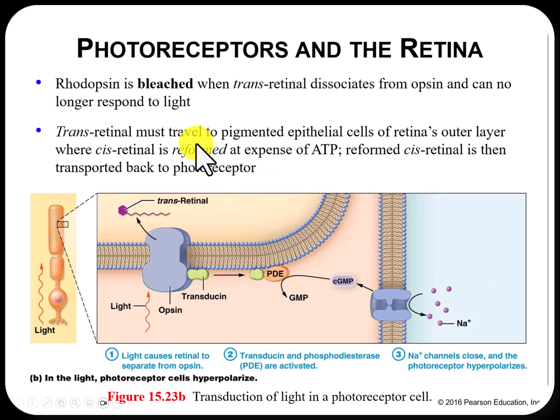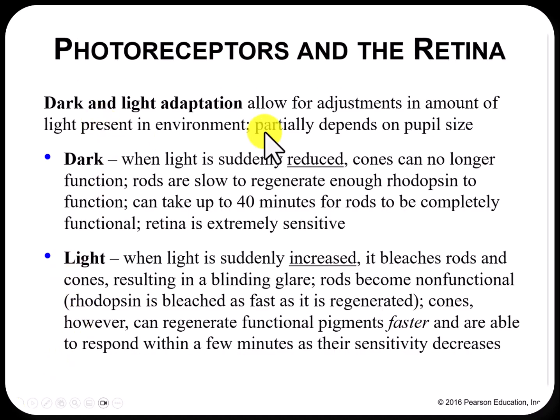And so to come back to here, transretinal stays dissociated for a while, and it takes a little bit to come back to its original shape. So rhodopsin is bleached when transretinal dissociates from opsin and can no longer respond to light, and so we have the bleaching effect. And then once you allow for adjustments, the light is suddenly reduced, cones can no longer function, rods are slow to regenerate, so it takes a while for that cisretinal to reform and go back.